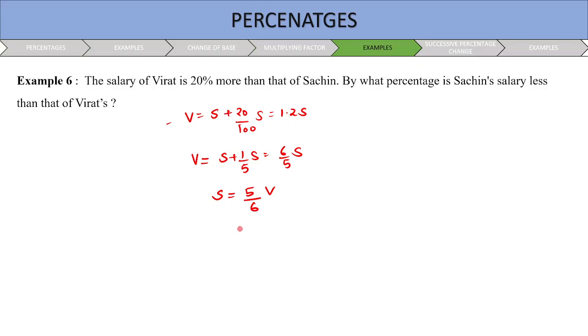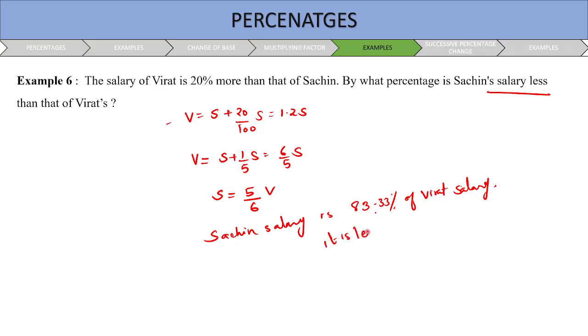So how much is it less? So Sachin, what can I infer from that? That Sachin's salary is 5 by 6, which is 83.33 percentage of Virat's salary. Correct? But we have to find how much it is less. It is less by 6 minus 5 by 6, which is 1 by 6, or 16.66 percentage less than Virat's salary.